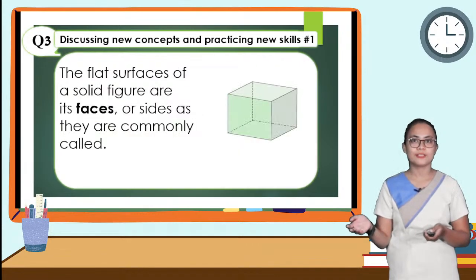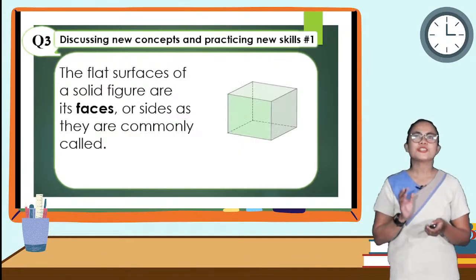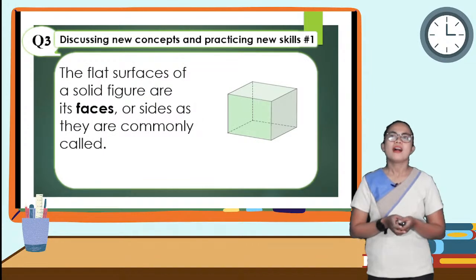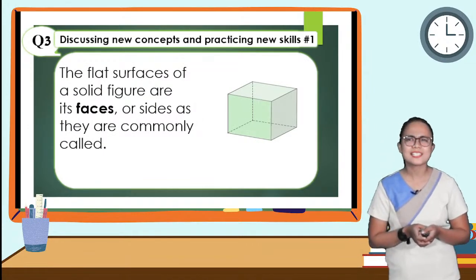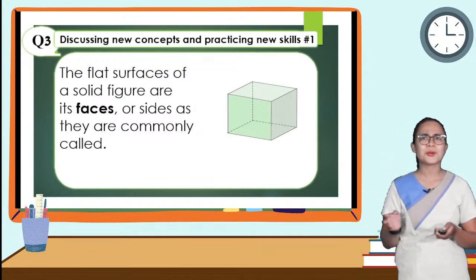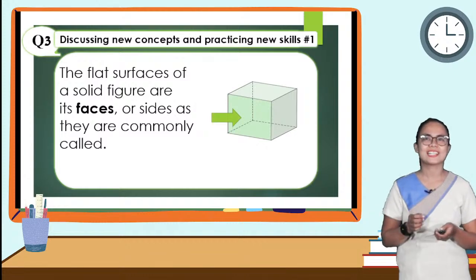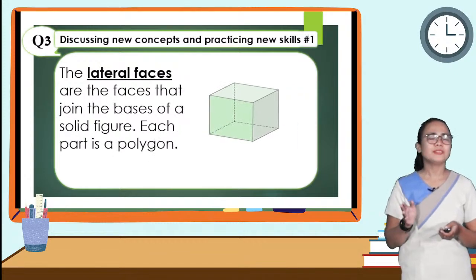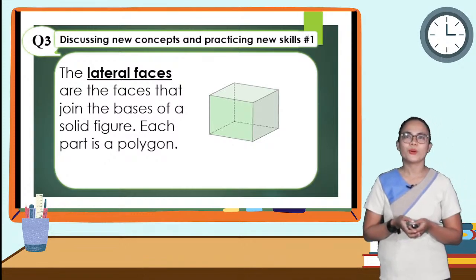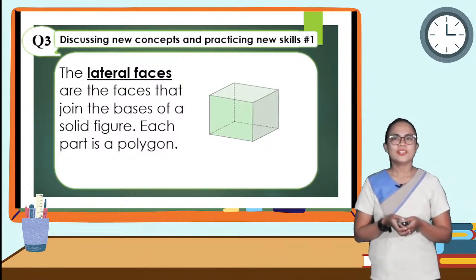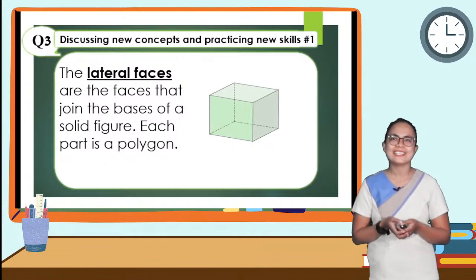Let's start with the face. The flat surfaces of a solid figure are its faces, or sides as they are commonly called. So here it is, the face. Now, how about the lateral faces? The lateral faces are the faces that join the bases of a solid figure. Each part is a polygon.